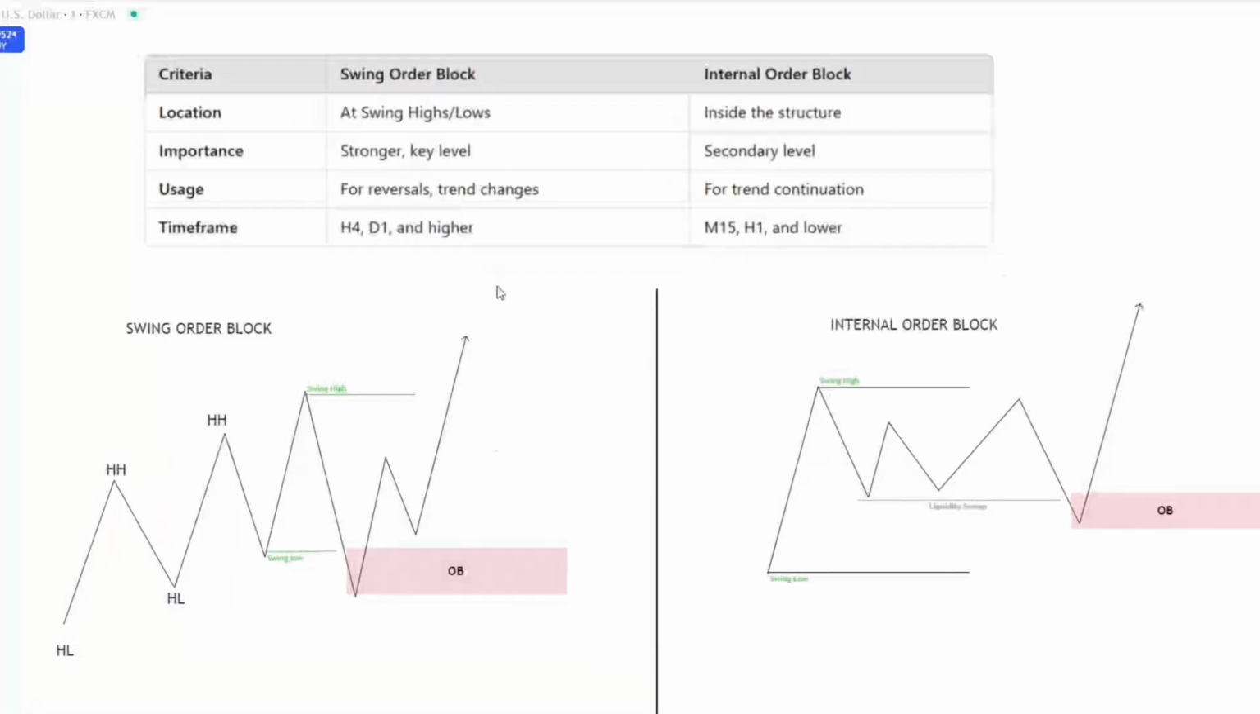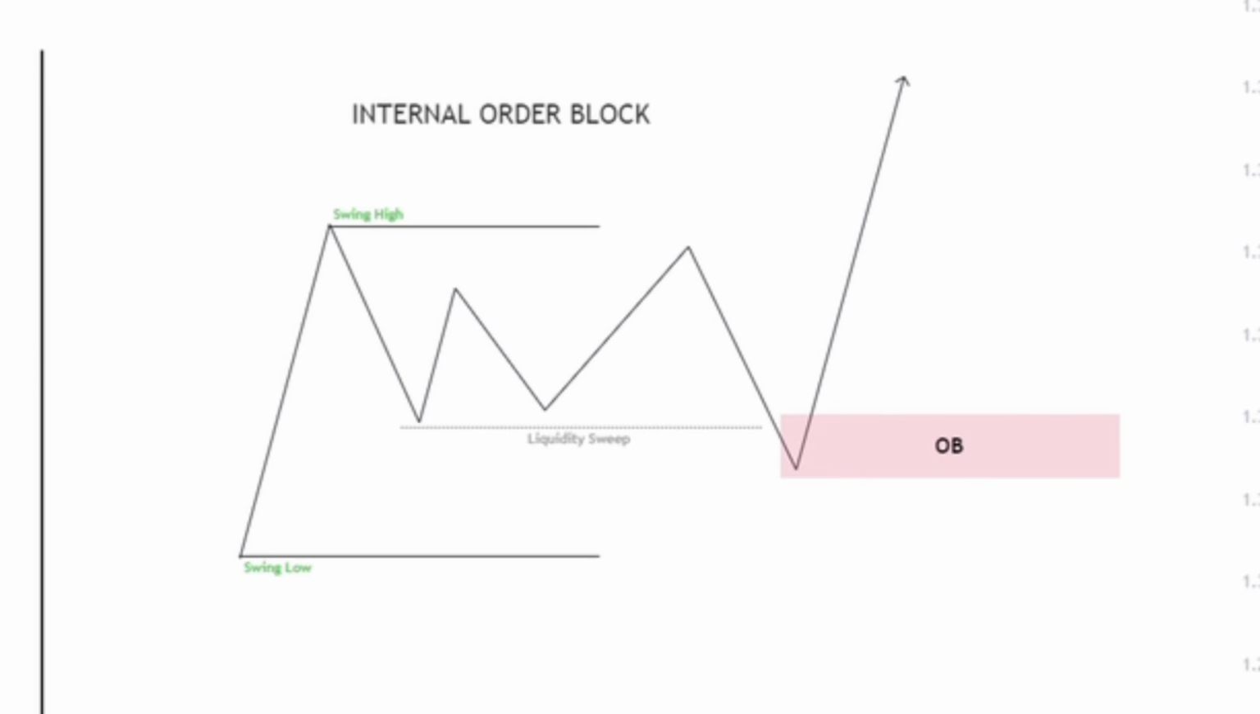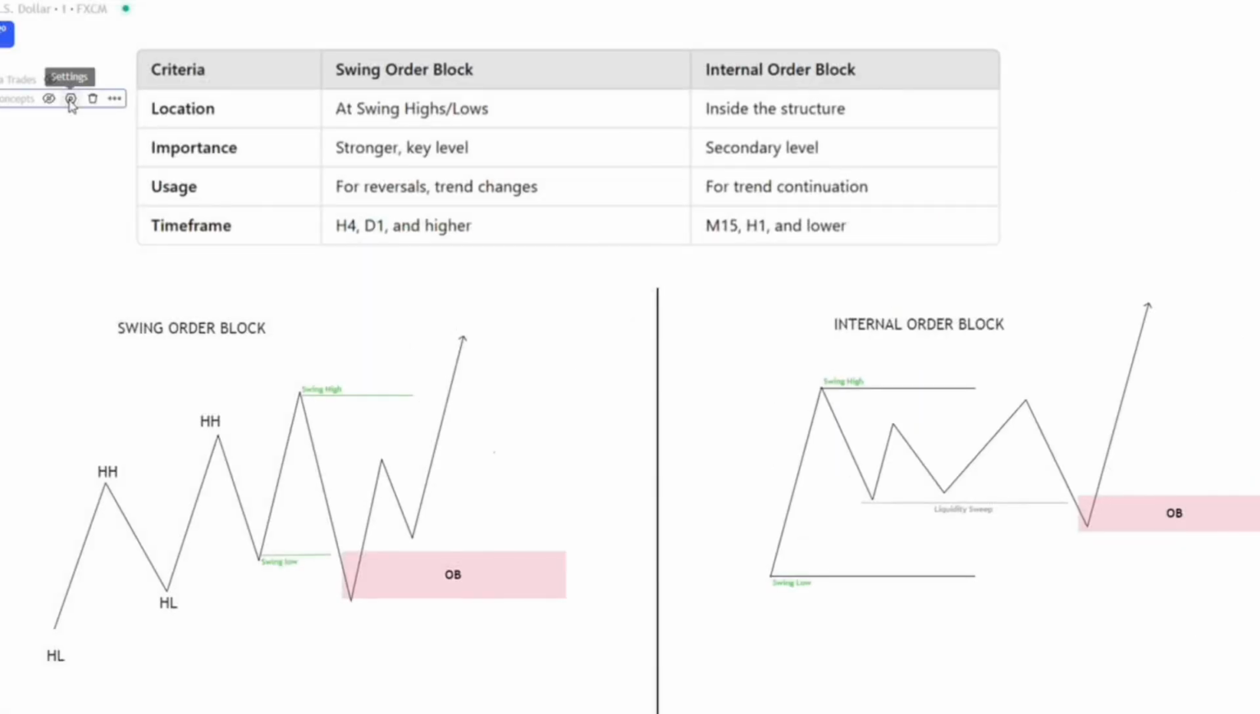And another type, internal order block. An internal order block is an order block located within the current market structure, but not at extremes. It forms within the overall trend movement and indicates intermediate liquidity zones. How to identify this order block? First of all, you need to notice the type of liquidity and a strong movement that creates imbalance on the market. And in conclusion, swing order blocks are major zones for reversal or trend continuation, and internal order blocks are intermediate zones within the structure for confirmation.